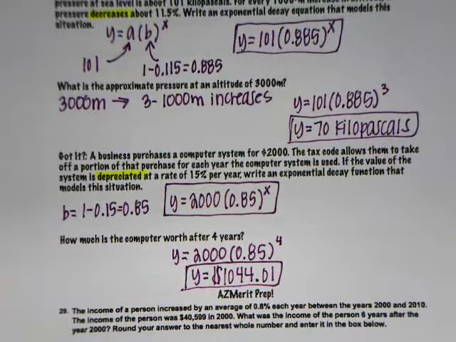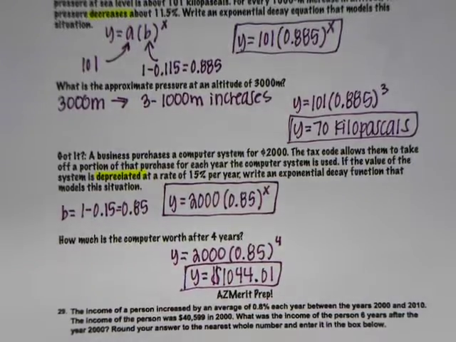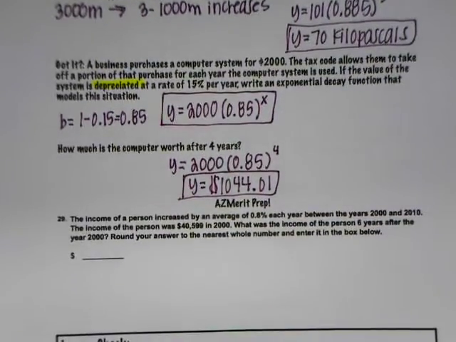Hold on, guys. Let's do this last one. All right. The income of a person increased by an average of 0.8% each year between the years 2000 and 2010. The income of the person was $40,599 in 2000. What was the income of the person 6 years after the year 2000? Round your answer to the nearest whole number and enter it in the box below.